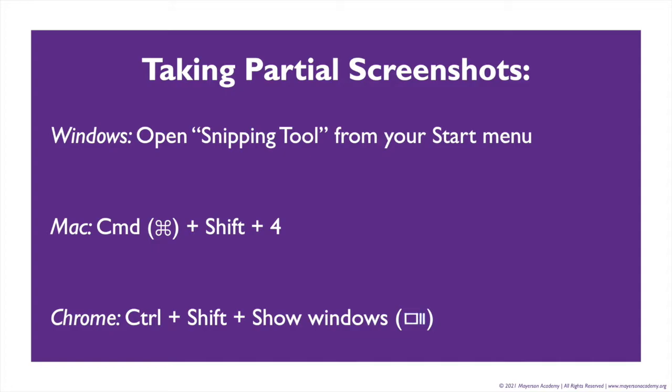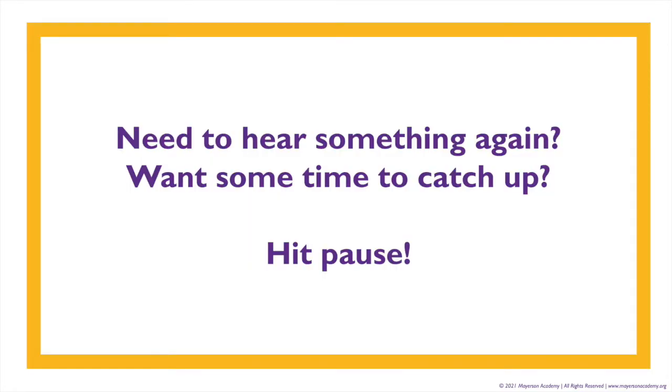Before moving forward, one key skill you'll need is to be able to take a partial screenshot. Here are the keyboard shortcuts or tools for the platforms that you might need. On Windows, open the snipping tool from your Start menu. On Mac, use your keyboard and hit Command-Shift-4. And then on Chrome, hit Control-Shift and then the Show Windows key in the top row next to full screen. As always with our videos, feel free to pause as needed as you watch.